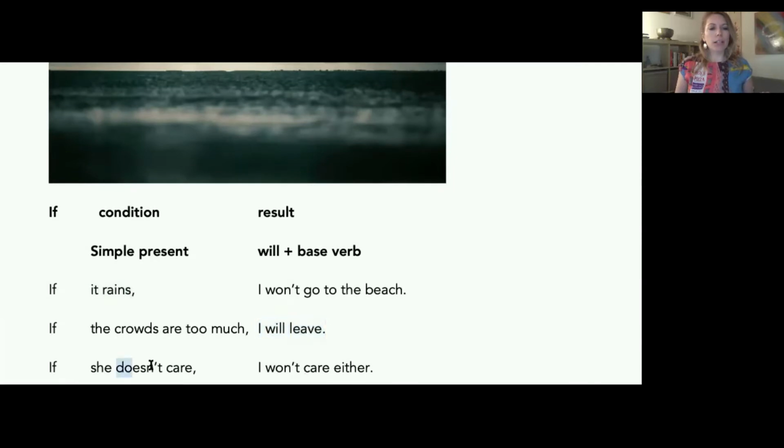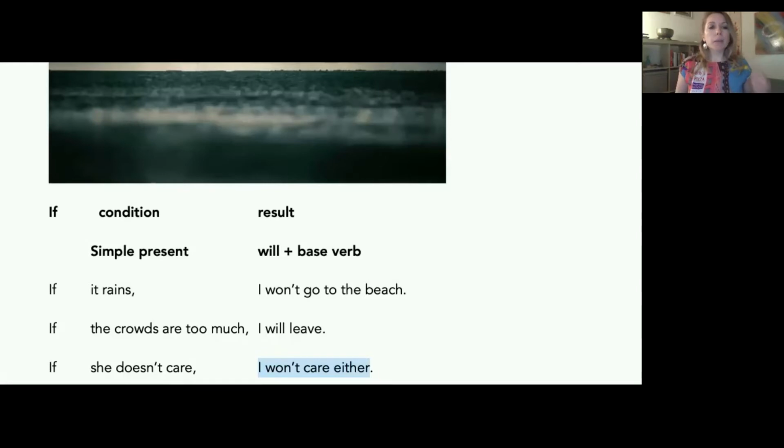If she doesn't care, I won't care either. Okay, so maybe it's this situation where I'm meeting up with someone, let's say tomorrow. It's a very real possibility that we'll meet. We'll talk about a new project we're doing together. But if she doesn't care about certain things, then I won't care either. Okay, very real possibility. So that's condition one.